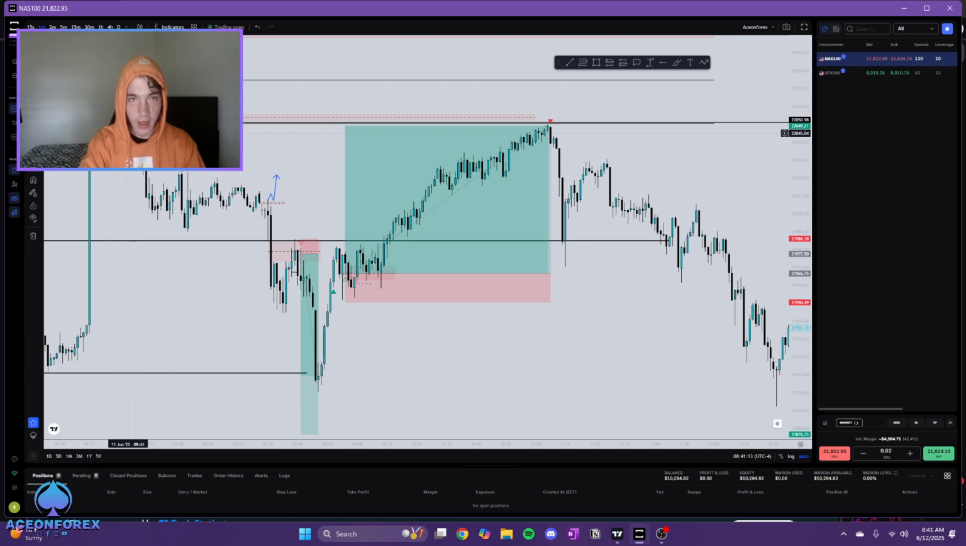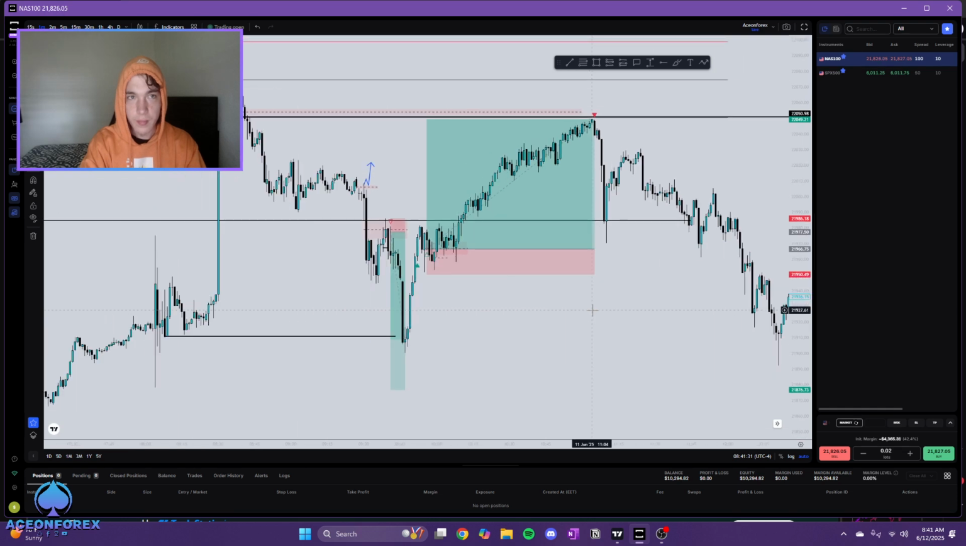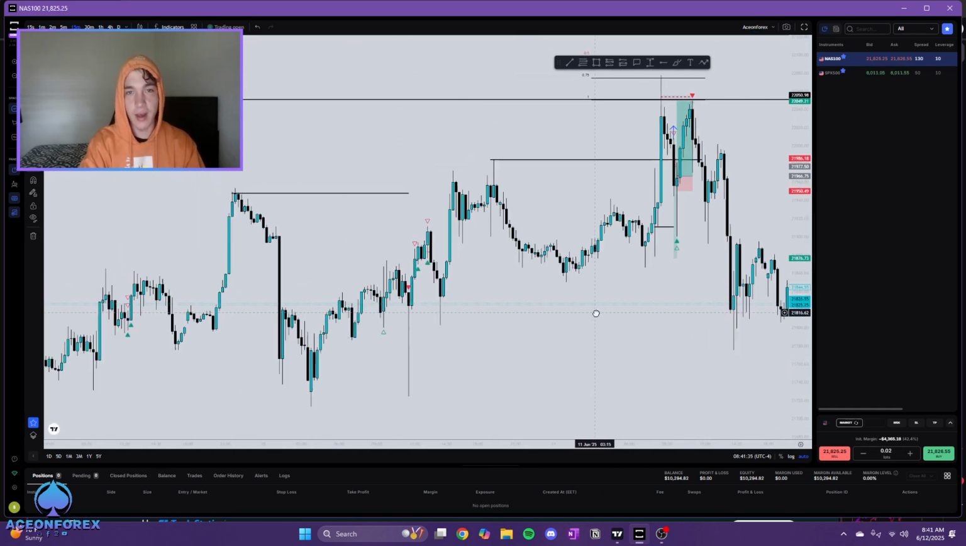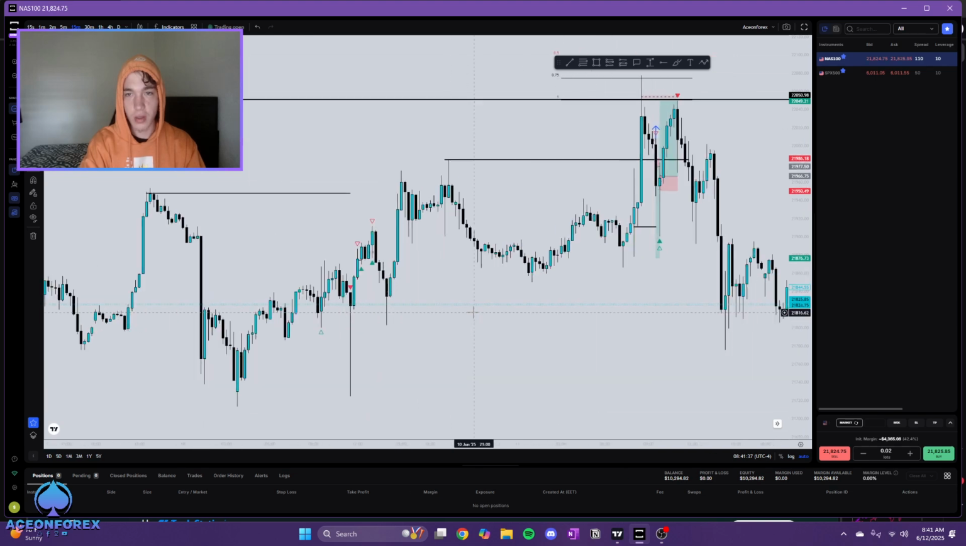Hey, look, you see right here? This area is relatively equal. The wicks are the same area. Look what happens. Clears it out. And that's just on the 1-minute. It happens on every time frame. So you can base your trades on it.